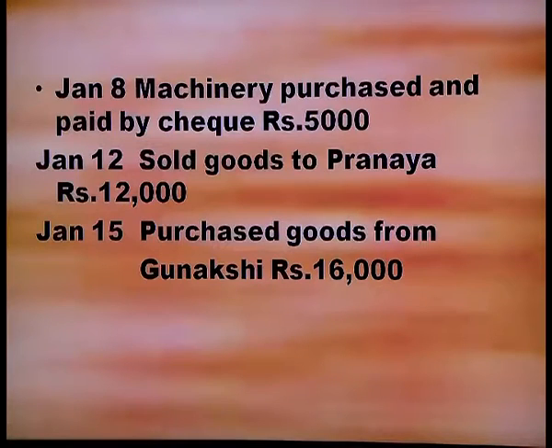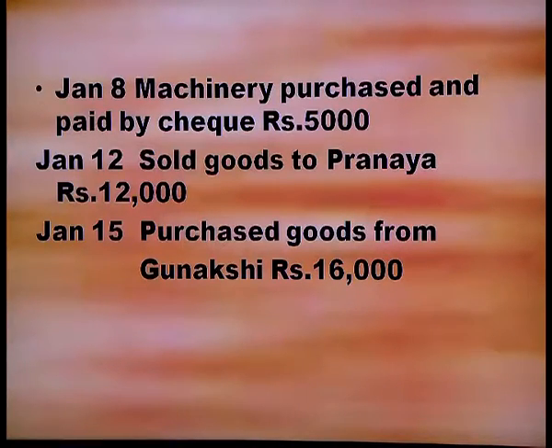Here are some more transactions. On January 8th, machinery purchased and paid by check, rupees 5,000. January 12th, sold goods to Pranaya, rupees 12,000. One more transaction, January 15th, purchased goods from Gunakshi, rupees 16,000.